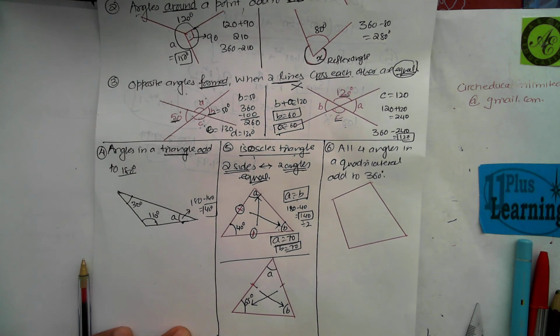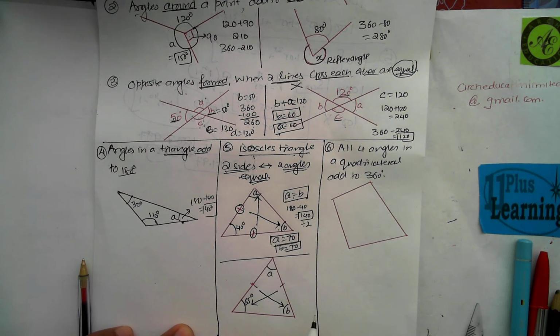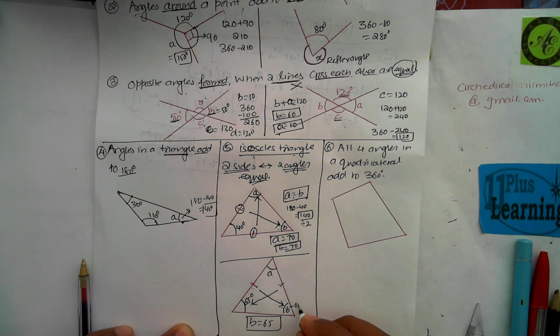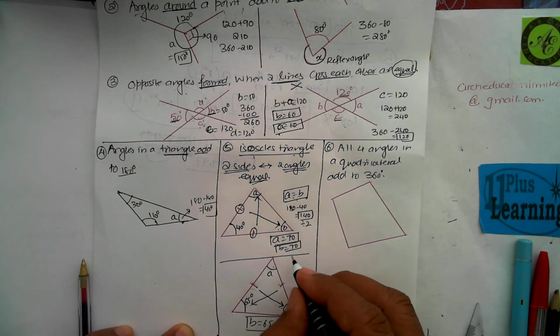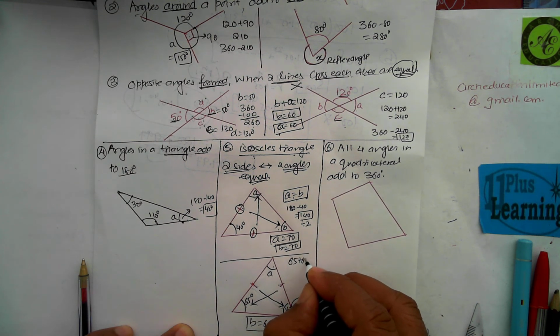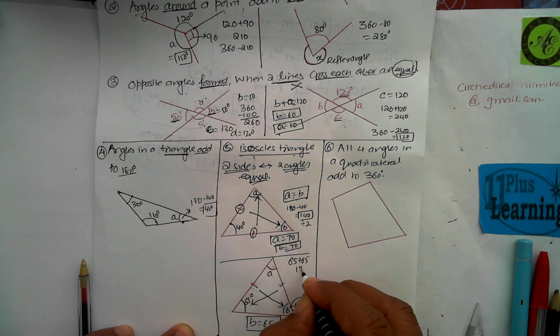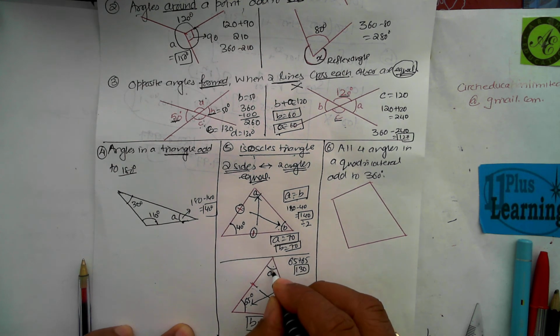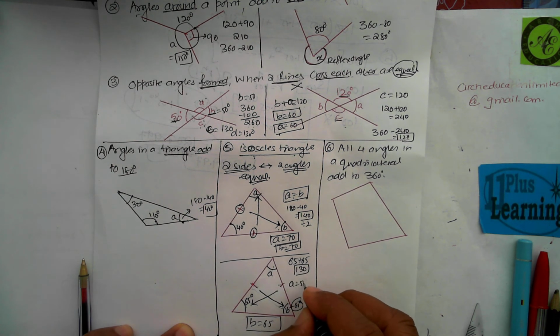Right. So very, very important. You're going to say to yourself, because these two sides are equal, this angle in front should be equal to this angle in front. That means B is equal to 65. The moment I know my B, which is 65, I know two angles now. What do I do? I add them together to get 130. Take that away from 180. So A is equal to 50 degrees.